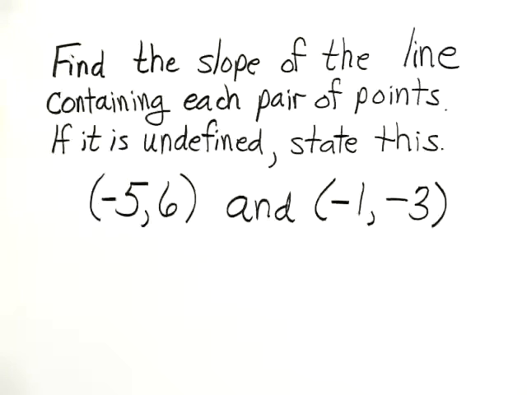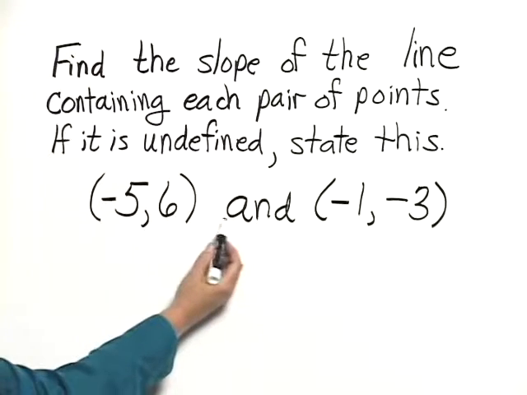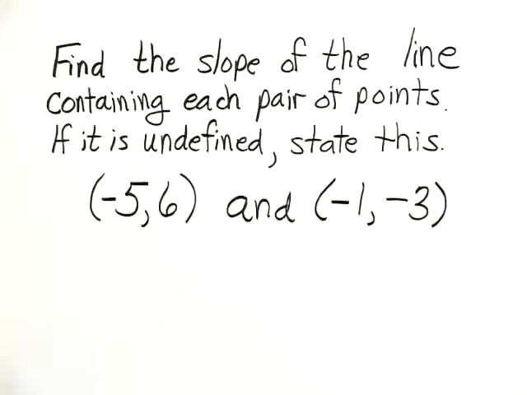Find the slope of the line containing each pair of points. If it is undefined, state this. The points we're looking at are (-5, 6) and (-1, -3).